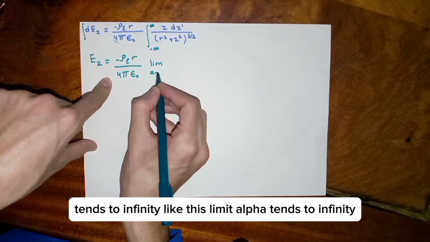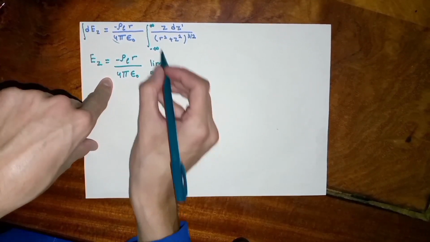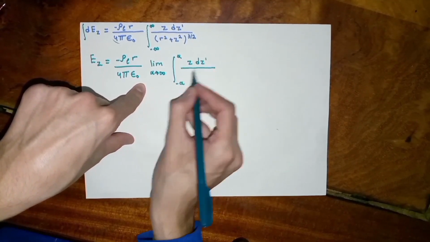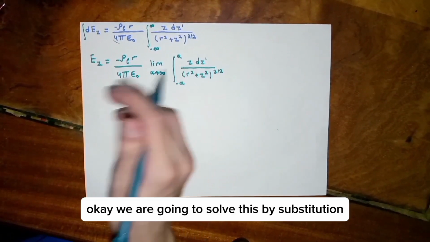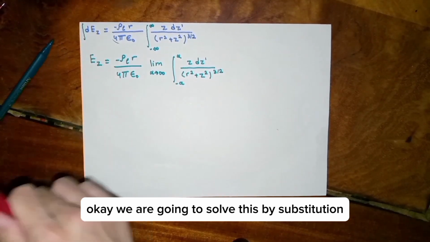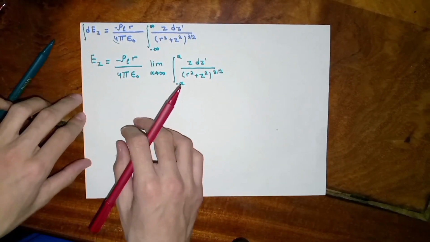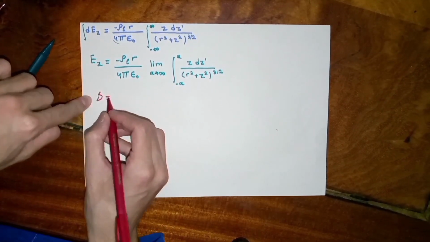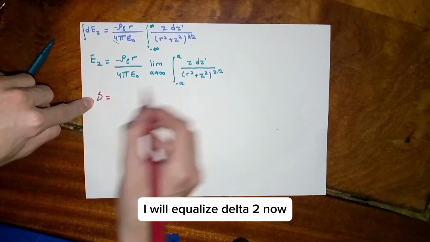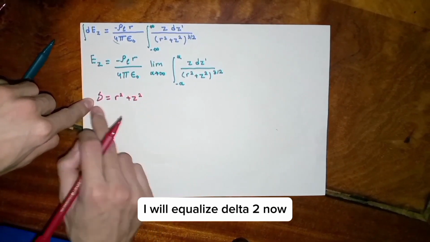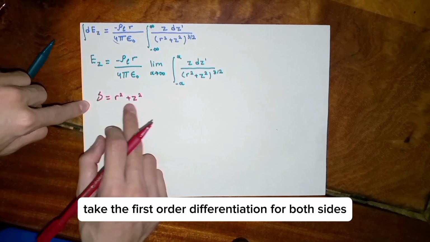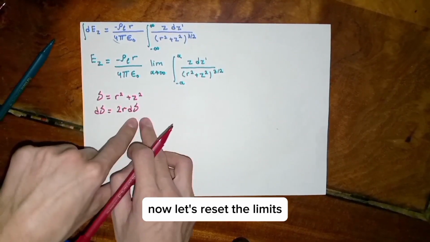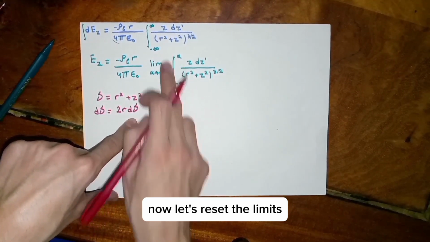Limit as alpha tends to infinity, and the integration is going to be between alpha and minus alpha. We are going to solve this by substitution. I'm going to take this new variable delta and set it equal to this expression. Now take the first order differentiation of both sides. Now let's reset the limits.